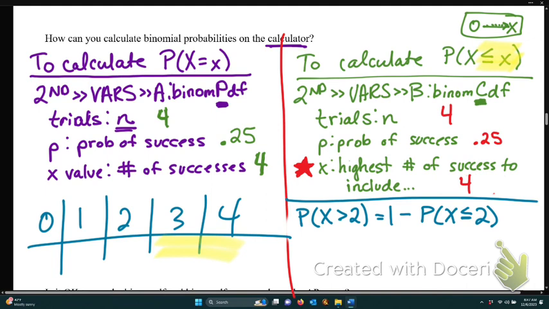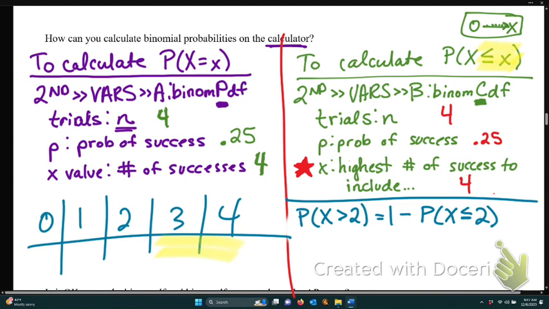You guys, in your calculator, go to a blank screen. You can type 1 minus, and then go to binomial CDF. Put in your trials of 4, your probability of success of 0.25, and your number of successes 2. And it will immediately do it for you, okay? And you should now have on your calculator what 3 and 4 were added together.